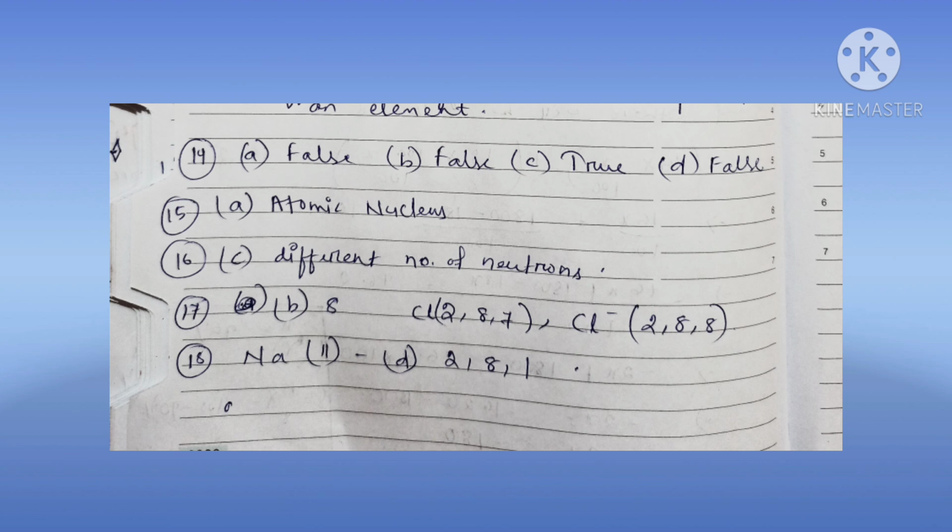So, it will be true. Next, an isotope of iodine is used for making tincture iodine, which is used as a medicine. False. Okay, it is used for treating the goiter disease, isn't it?